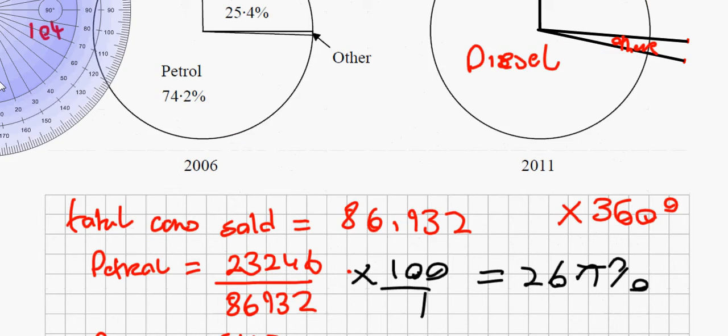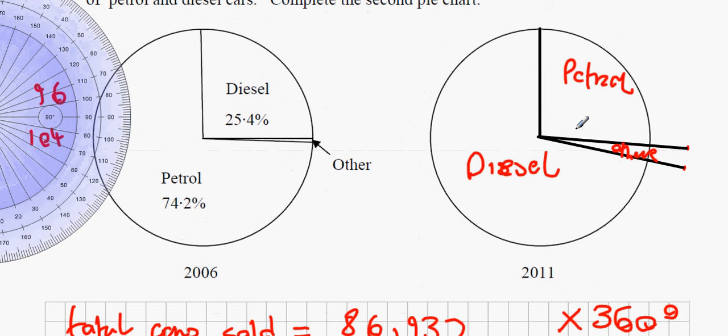So petrol is going to be 26.7%, and diesel is going to be 71%. Now look at the change, guys. Petrol was 74%, now 26.7%. Diesel was 24.5%, now it's 71%. So you can see a massive swing from petrol to diesel, okay?